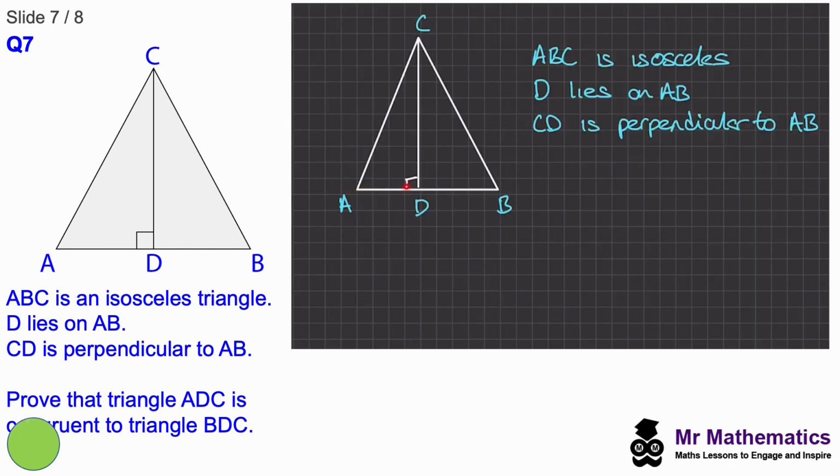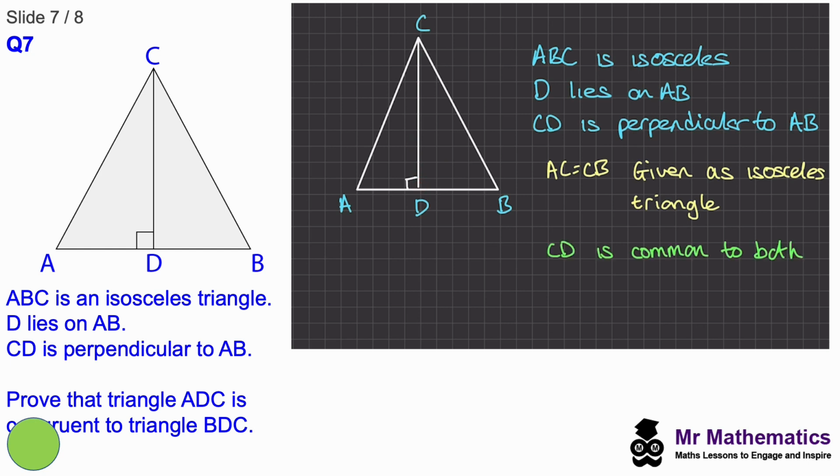To show triangle ADC is congruent to triangle BDC, we're going to use side, side, and side. So we've been told that ABC, this triangle, is isosceles, which means that this side, AC, is equal to CB. So we'll write that AC is equal to CB because it is given as an isosceles triangle. And we can see that CD is common to both, so therefore must be equal in both.